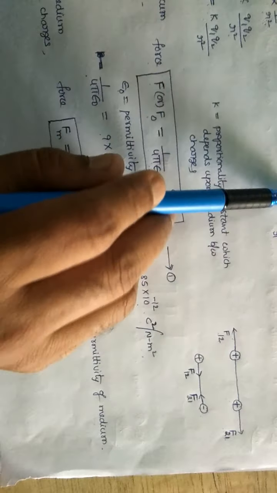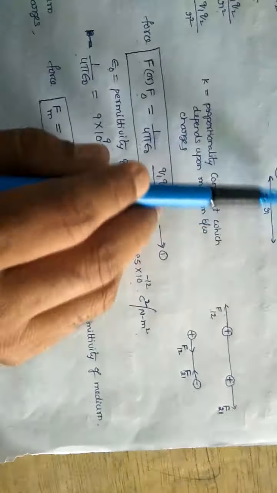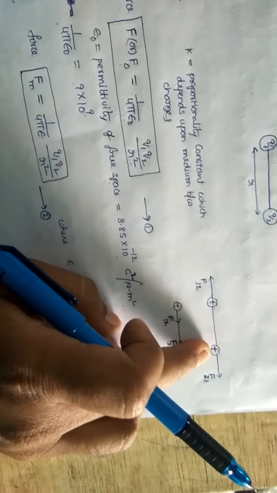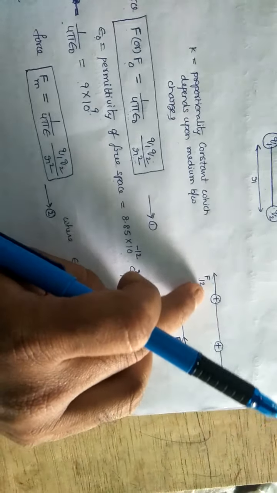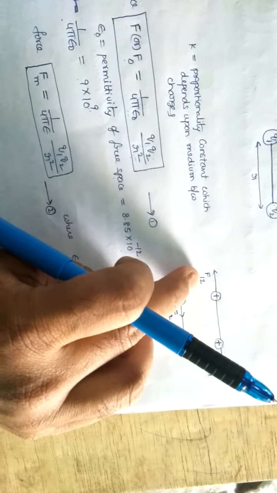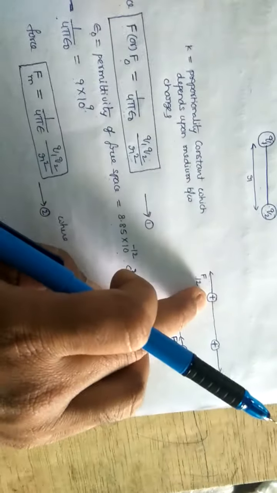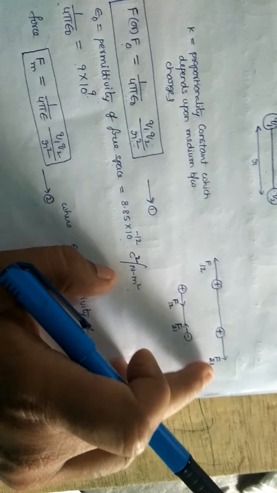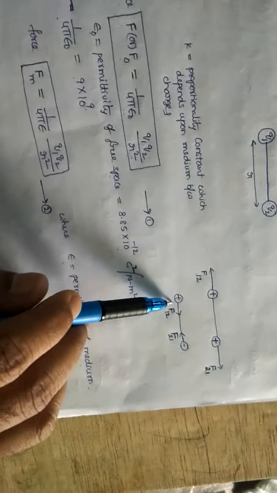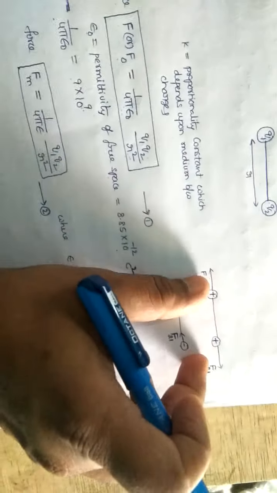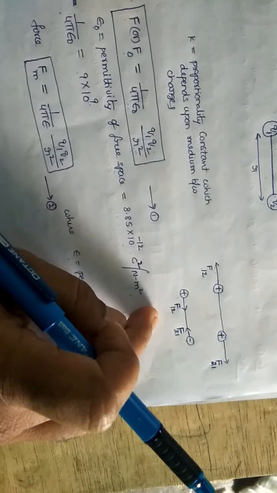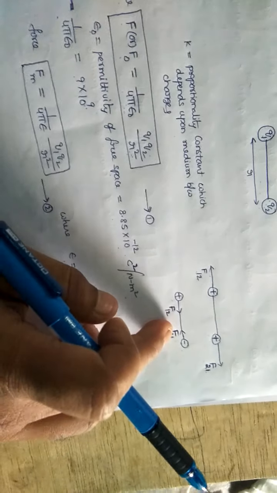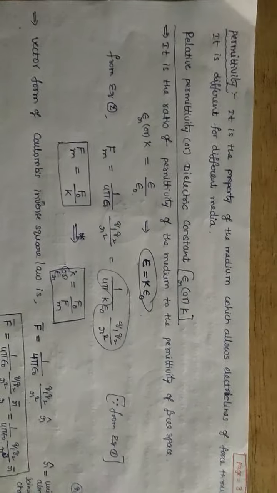Now I told you force of attraction or repulsion between them. So I am considering two positive charges. This positive charge will repel this positive charge. The force is F12, force on 1 by 2. This positive charge will repel this positive charge, F21, force on 2 by 1. Similarly, for positive and negative charges, this is repulsive force and this is attractive force. So I told you the forces are acting along the line joining the two centers.